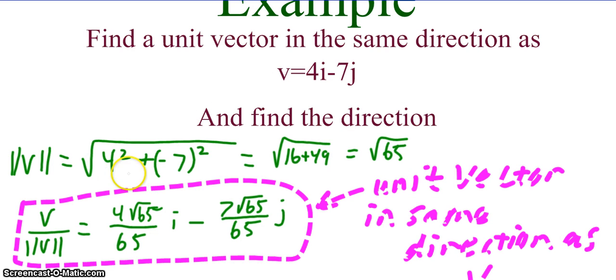Okay, so first we have to find the magnitude. So the square root of 4 squared plus negative 7 squared is the square root of 16 plus 49, which is the square root of 65. That doesn't simplify. So then the unit vector in the same direction as v, sorry, I shouldn't have used this pen to write words, it looks great to circle something though, is 4 root 65 over 65 i minus 7 root 65 over 65 j. Now the direction.